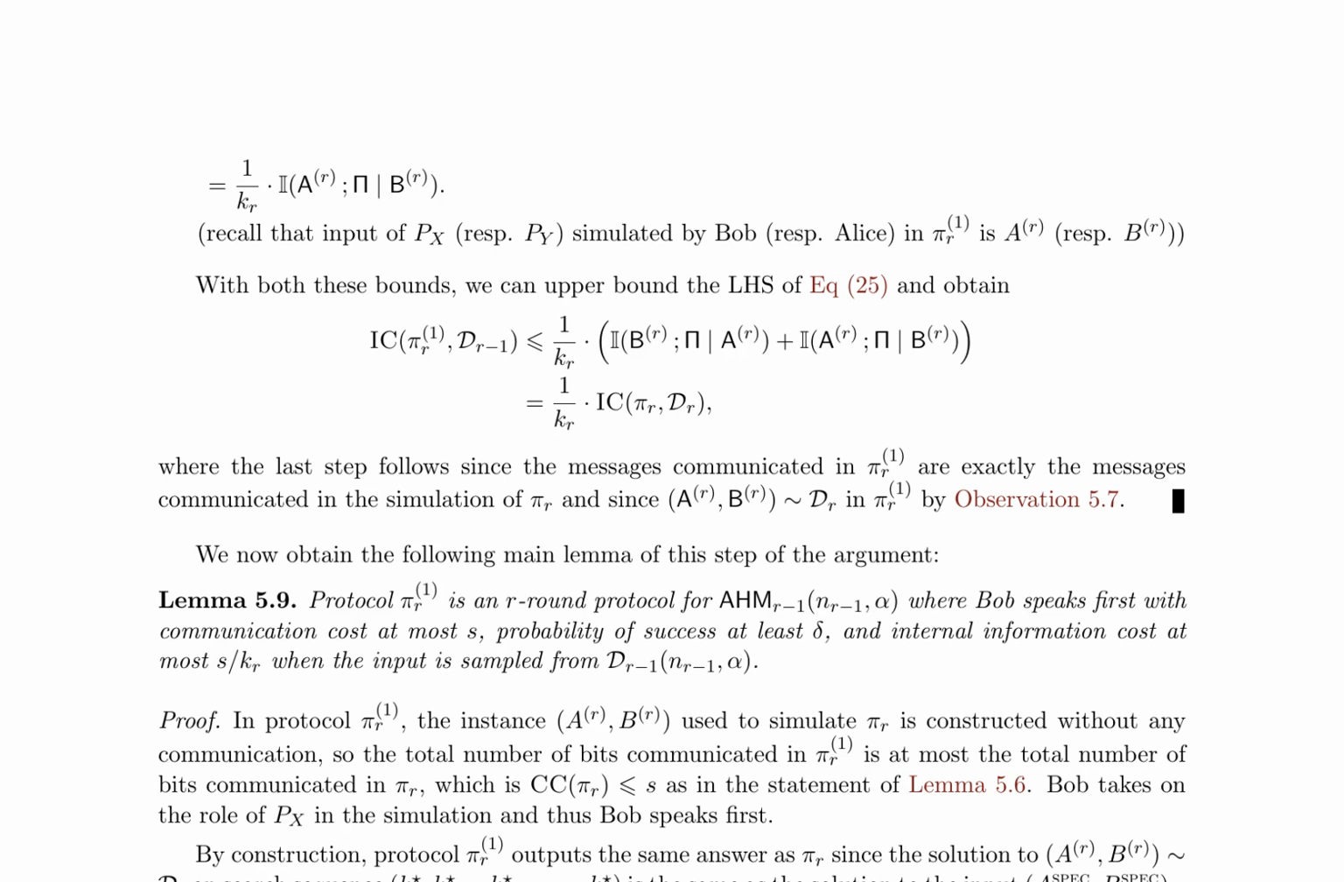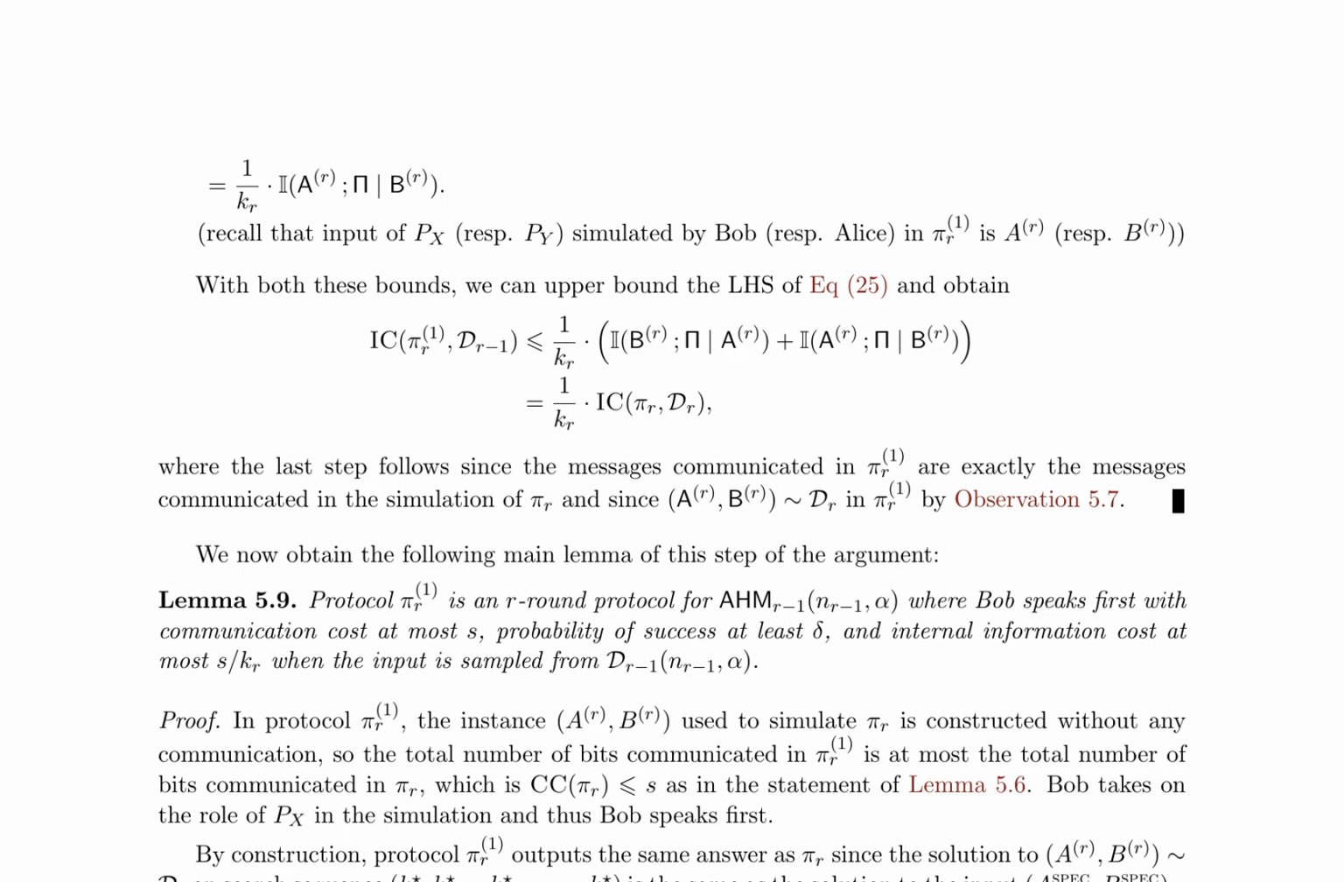This is achieved through a series of claims and lemmas, including claim 5.8, which upper bounds the internal information cost of Π', and lemma 5.9, which establishes the main properties of Π'. The authors then compress the communication cost of Π' using standard message compression techniques, resulting in corollary 5.10.